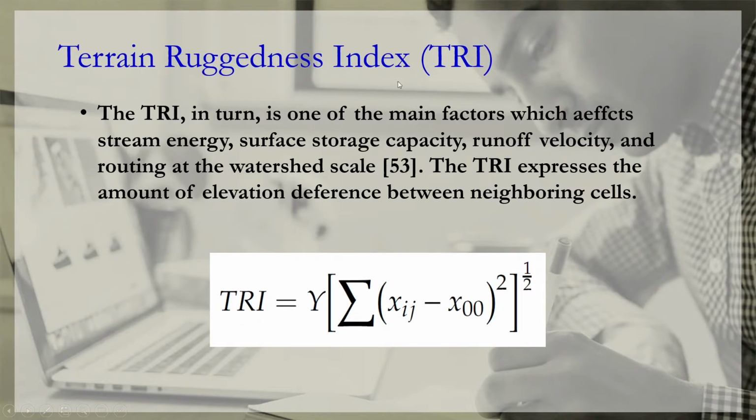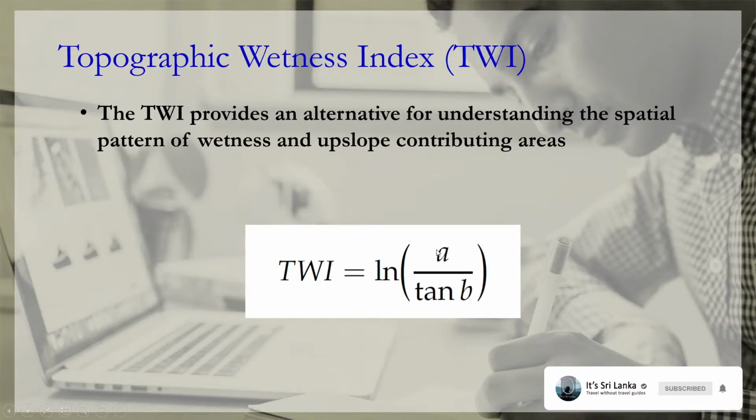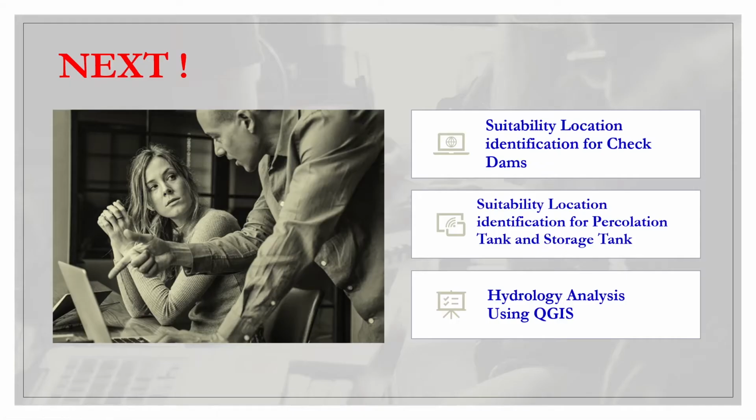Terrain ruggedness index. The TRI is one of the main factors which affects stream energy, surface storage capacity, runoff velocity, and routing at the watershed scale. The TRI expresses the amount of elevation difference between neighborhood cells. So, to calculate the TRI, we use this formula. Then TWI. Here also alpha for accumulation and beta for slope. Here we calculate the wetness of the spatial pattern.